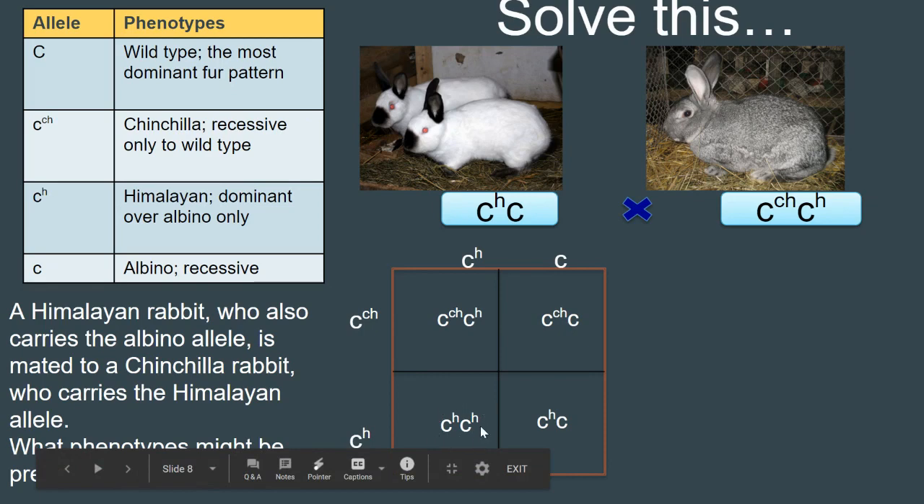This one is your only homozygous. It ended up CHCH, which is going to be Himalayan. And then this one is CH and then just plain little c. So it's Himalayan and carries for albino.